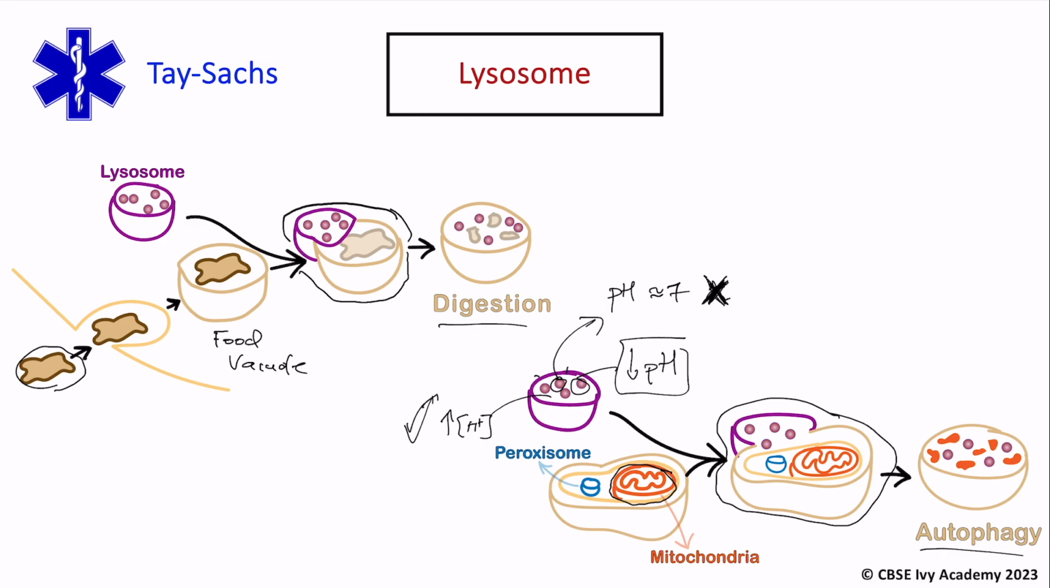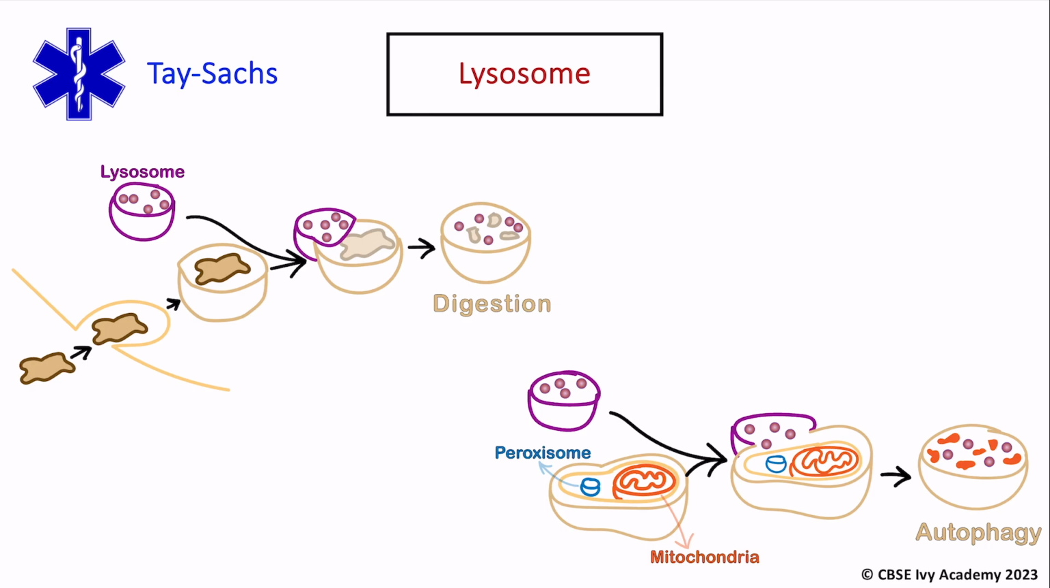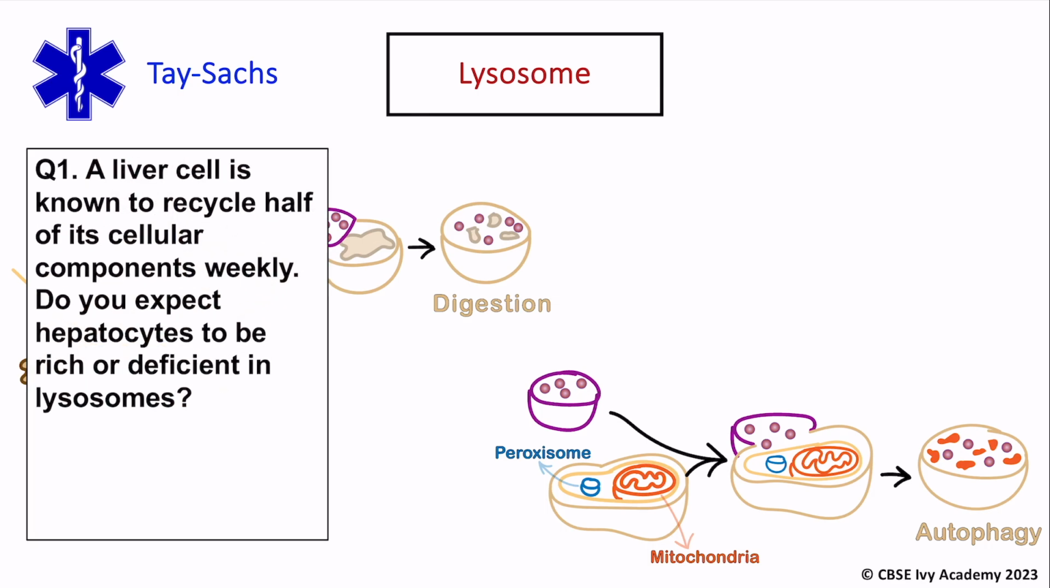Okay? Now let me go ahead and clear the ink and ask you your questions. So a liver cell, known as a hepatocyte, recycles half of its cellular components weekly. Would you expect that hepatocyte to be rich or deficient in lysosomes? And the answer is rich. You expect it to be rich in lysosomes because it will help in the process of autophagy, in the process of recycling its cellular components.